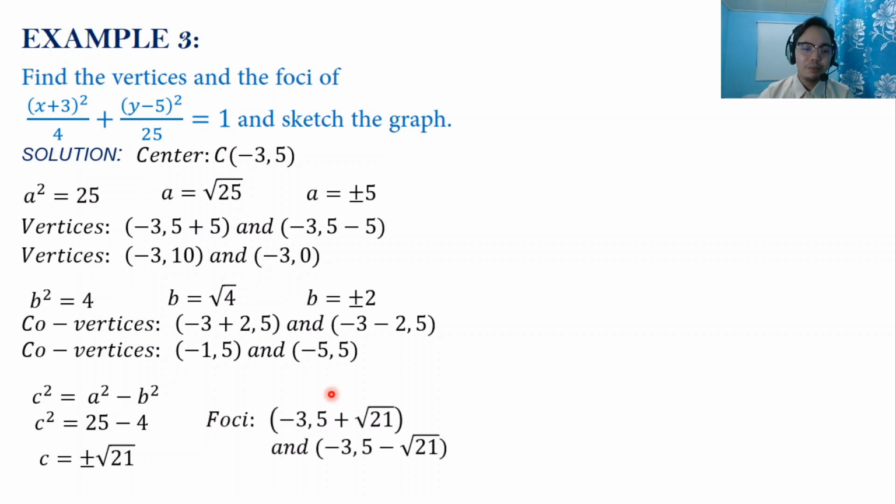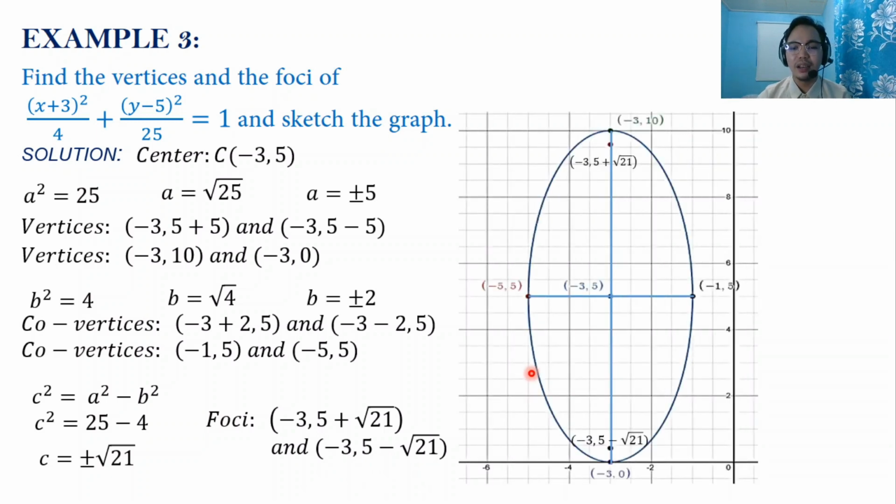So the foci will be, so kung nasaan ang ating major axis, ganon yung sa foci natin. So doon tayo magdadagdag at magbabawas kung nasaan ang major axis natin. So since vertical nga, magdadagdag at magbabawas tayo doon sa y coordinate ng ating center. So our foci are negative 3, 5 plus the square root of 21 and negative 3, 5 minus the square root of 21. So this will be our graph.